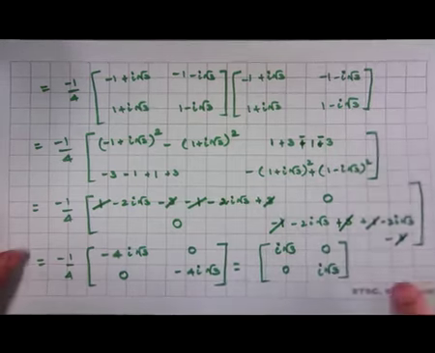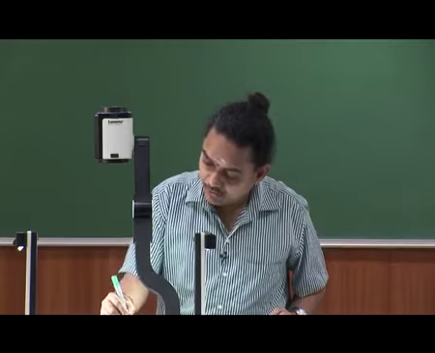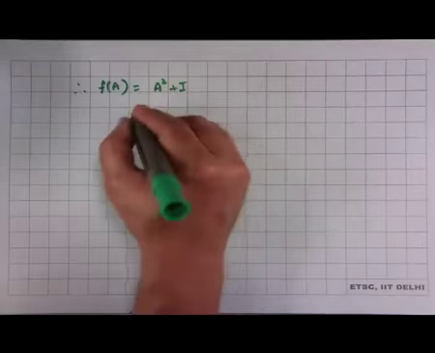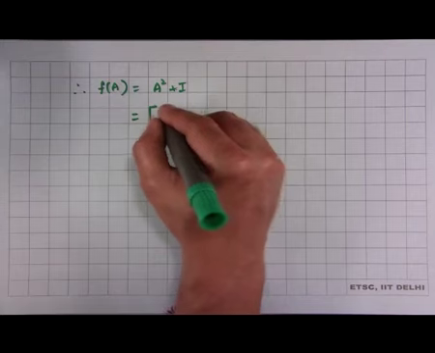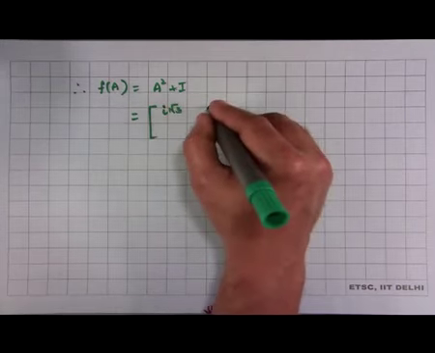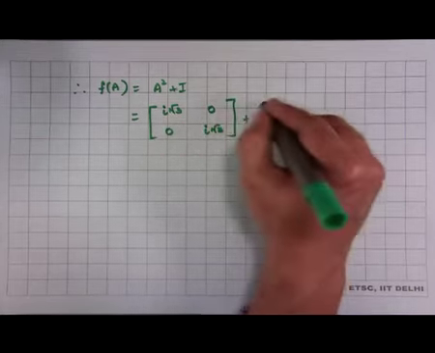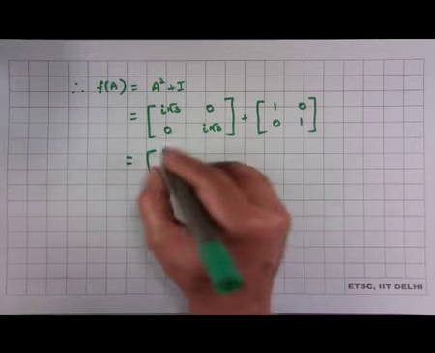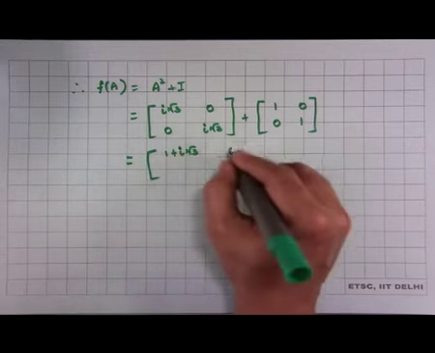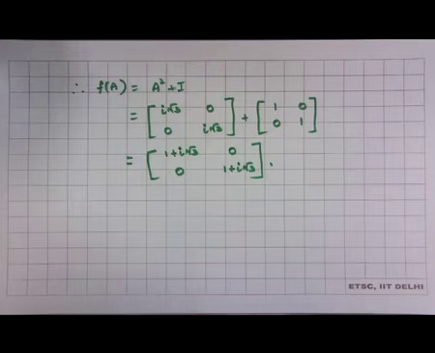Now, let us try to calculate f of A. Therefore, f of A equal to A squared plus I. What is A square? A square is just i root 3, 0, 0, i root 3, plus 1, 0, 0, 1. So it gives me 1 plus i root 3, 0, 0, 1 plus i root 3. This is what I have. Let us do the next one.